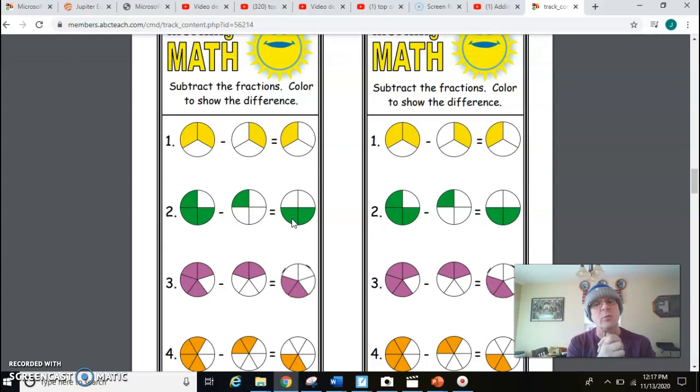All right, guys. Next week, common denominators, adding and subtracting with unlike denominators. It's going to be tricky.